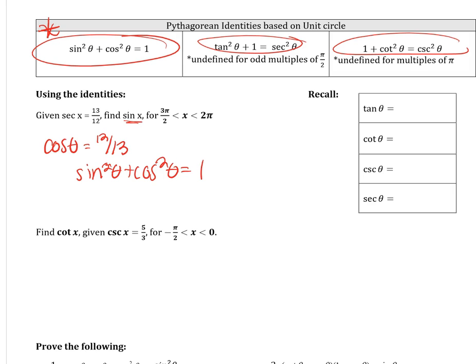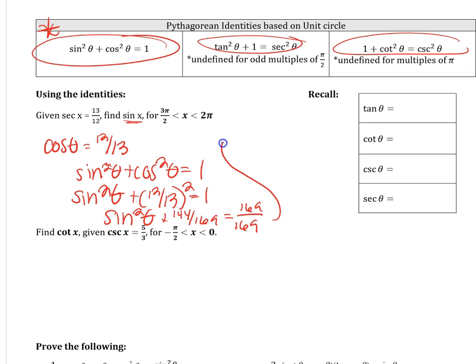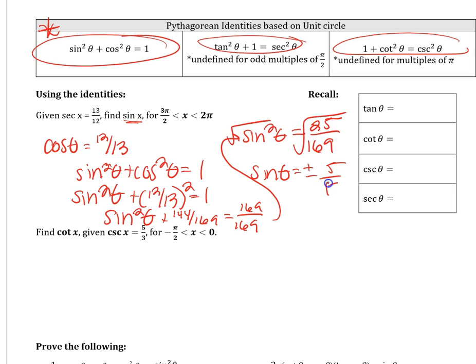So there's my identity. Now I'm just going to plug in 12 over 13 for cos. Notice how I'm plugging in for all of cosine of theta, not just the angle. So it's not giving you an angle, it's giving you a ratio. So now I go ahead and I solve for sine. Oops, 144. Let's write this as 169 over 169. Okay, then I take the square root, and I'm technically getting two solutions, plus or minus 5/13.